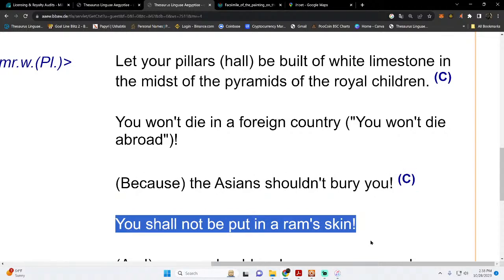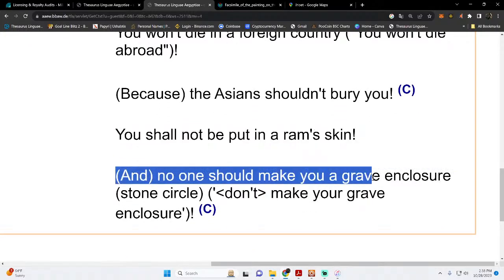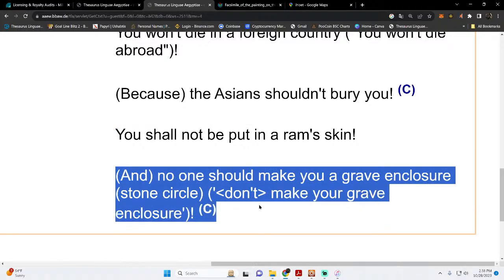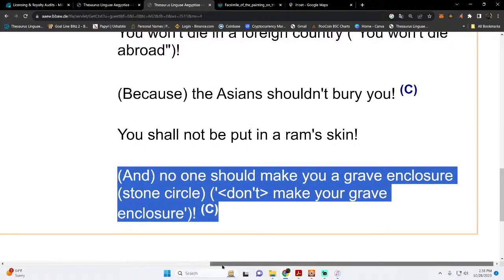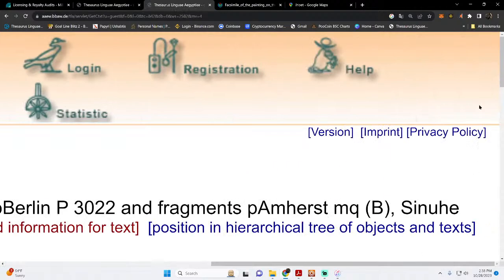So now they're talking about the burial tradition. We're not letting you go out like that. But wait till they see that. And no one should make you a grave enclosure, circle stone. Make your grave enclosure. So don't make your grave out there. Don't even let them make you a tumulus.